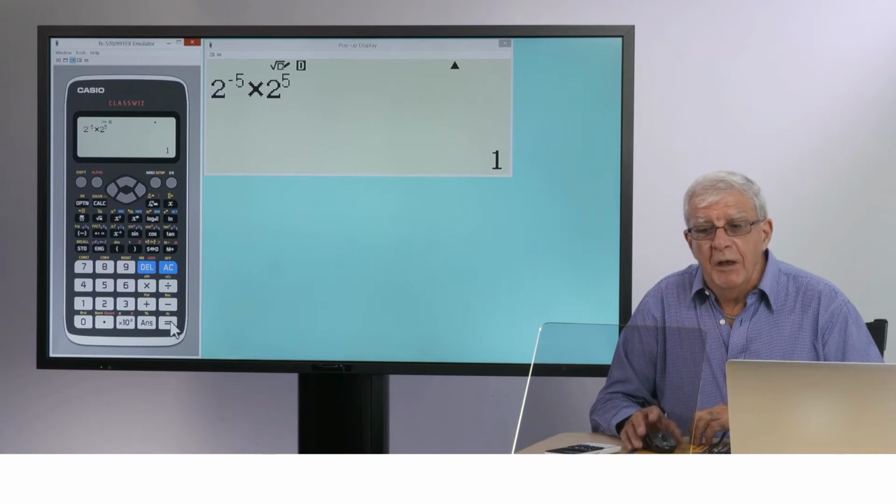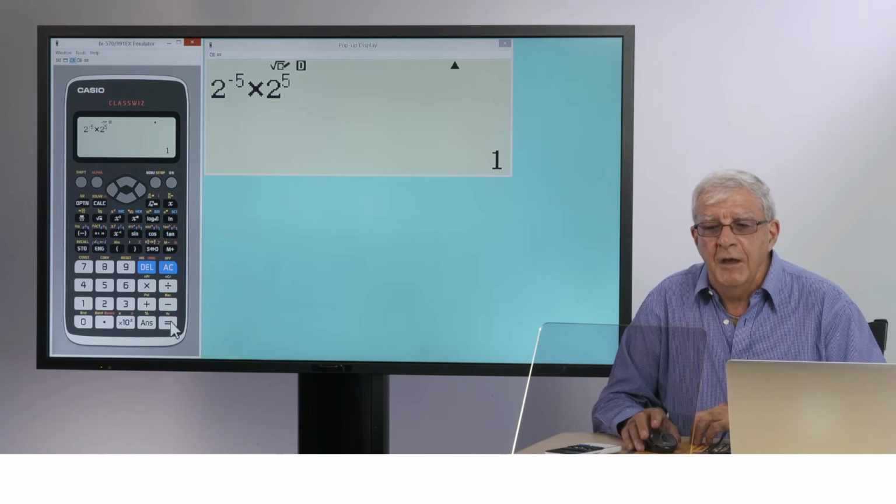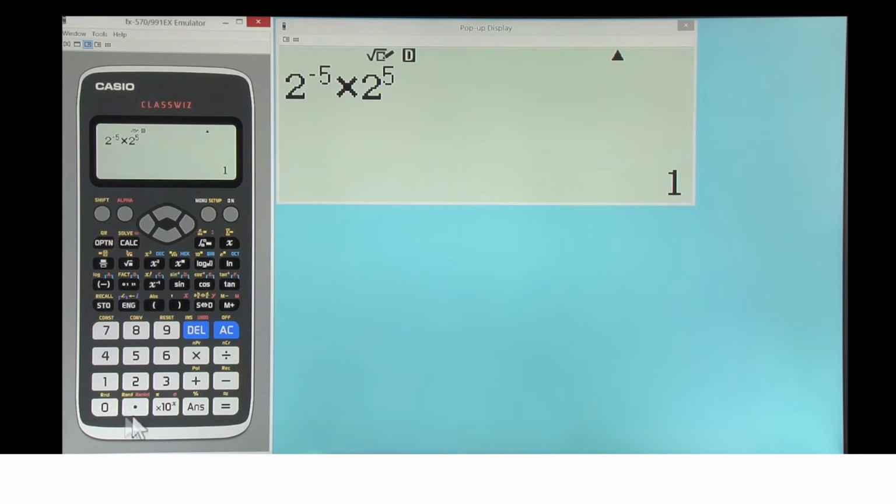Indices that are not whole numbers are hard for students to understand at first. But once they get a good grasp of the addition law, they can be helped to see a way to make sense of them. Consider 6 to the power 1/2, for example. Clearly this should be larger than 1, which is 6 to the power 0, but less than 6, which is 6 to the power 1.